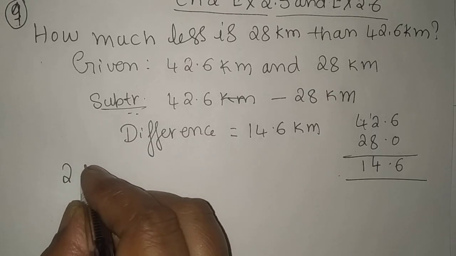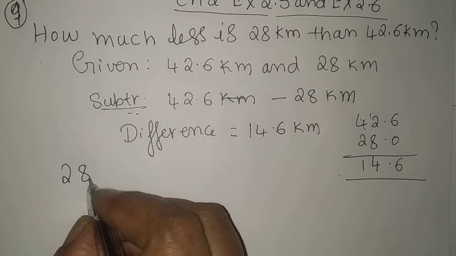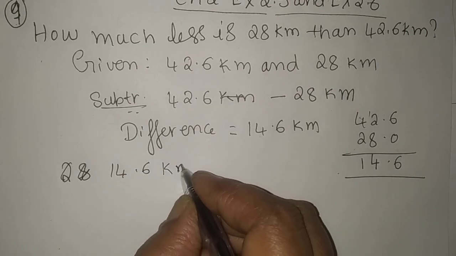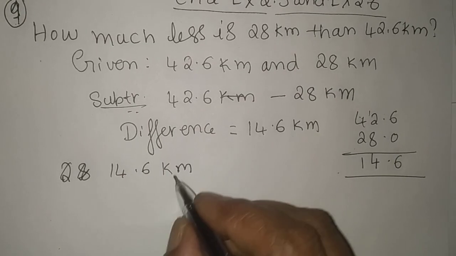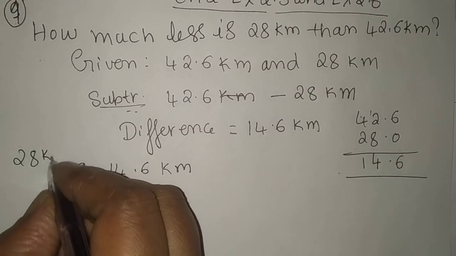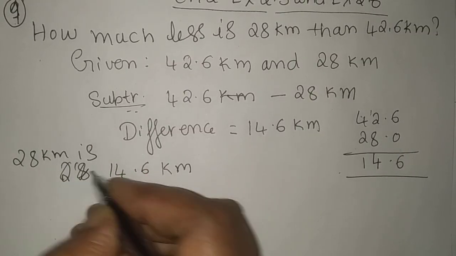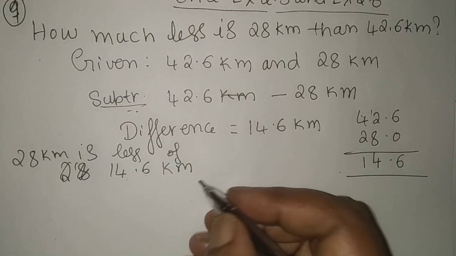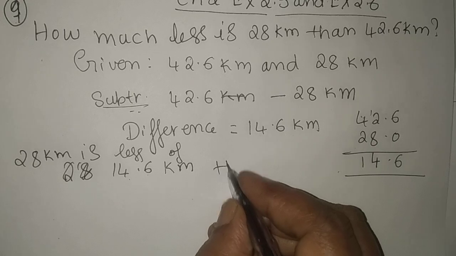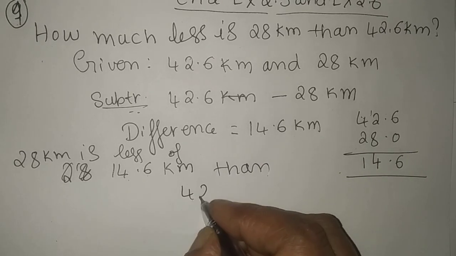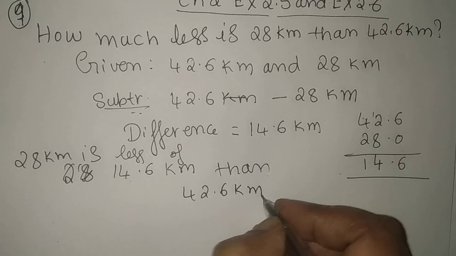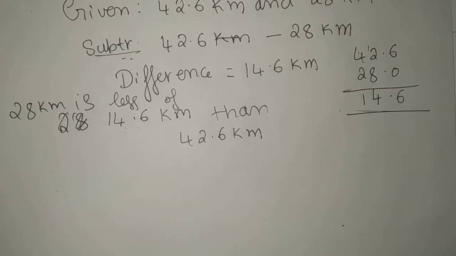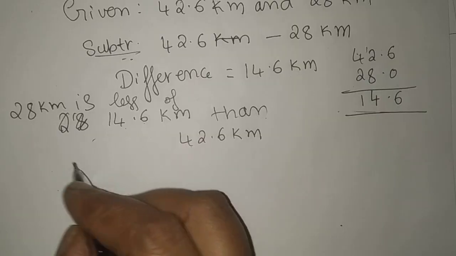So 28 kilometers is less by 14.6 kilometers than 42.6 kilometers. That's the solution. Just subtract these two, you get the answer. So this completes the exercise 2.5.